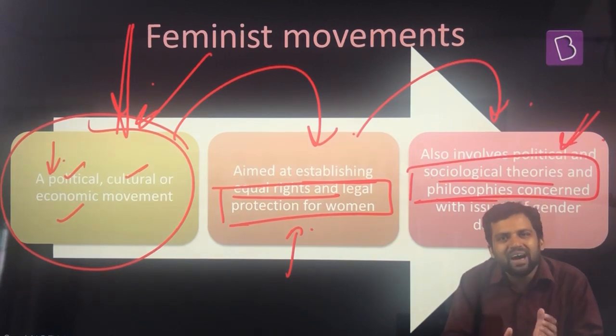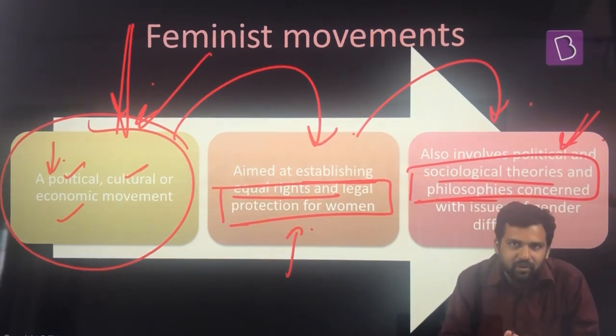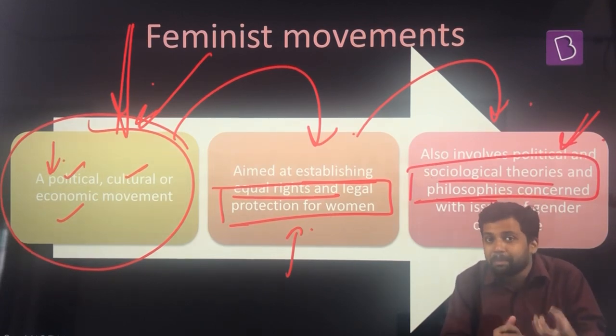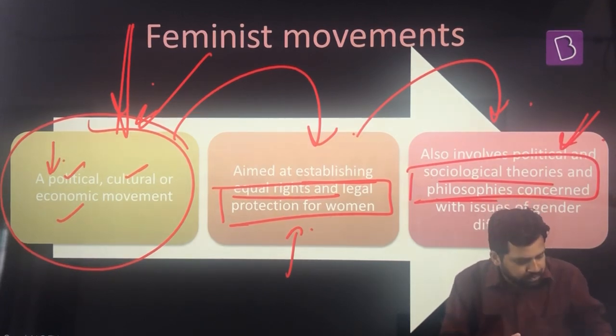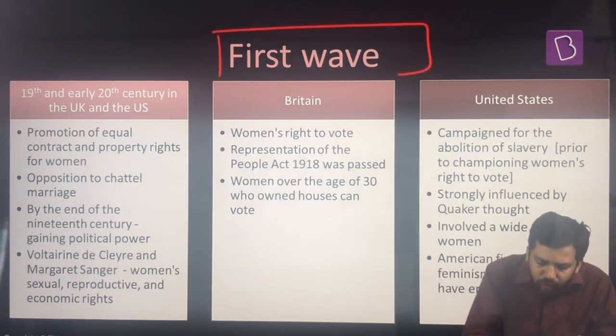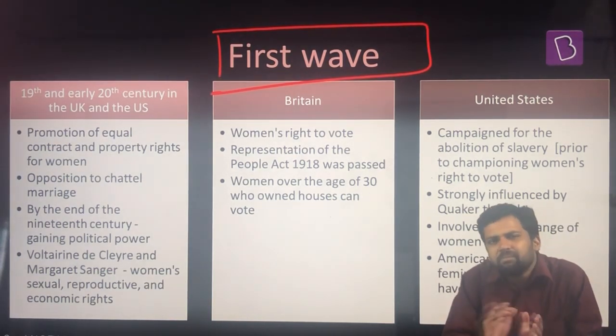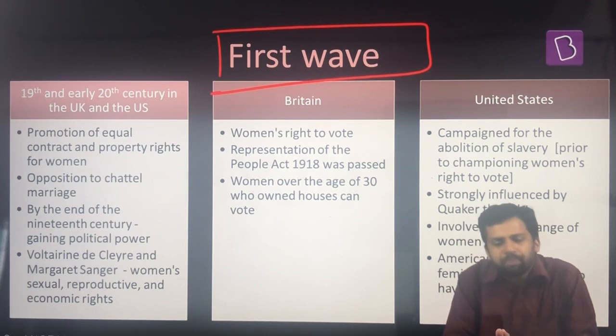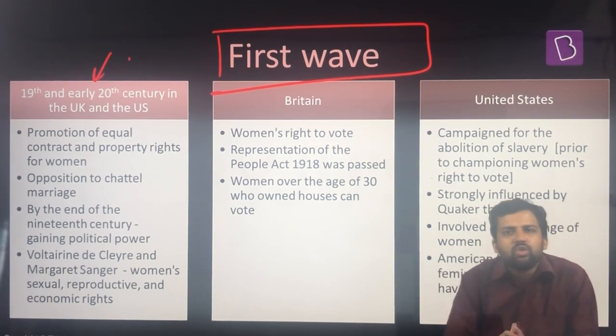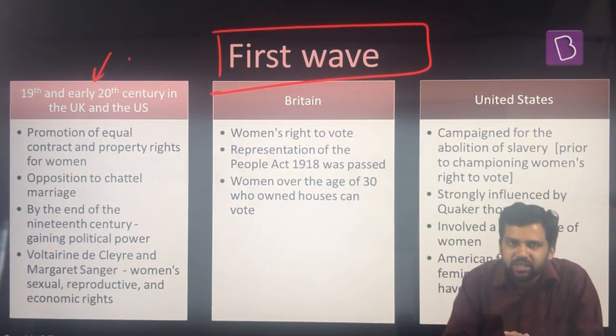So these phases are generally referred to as waves. First wave of feminism, second wave of feminism, third wave of feminism. So what was the first wave of feminism? What were the issues taken up? Which were the countries which were impacted by the first wave of feminism? Now, first wave of feminism, it emerged in the late 19th century and in the early 20th century in the United Kingdom and the United States.